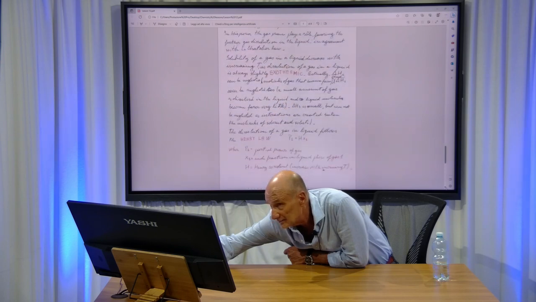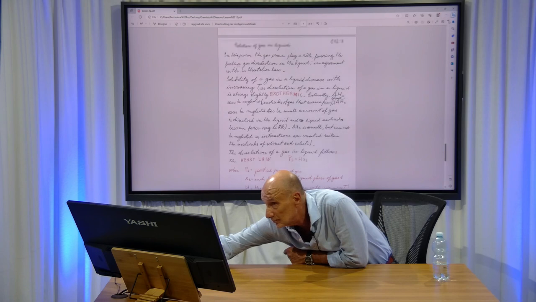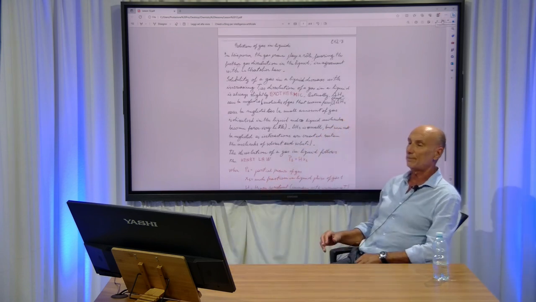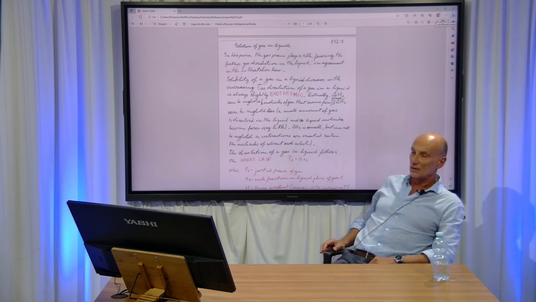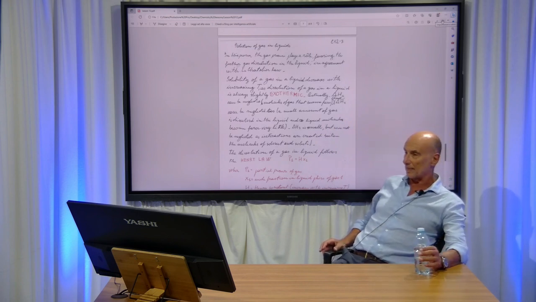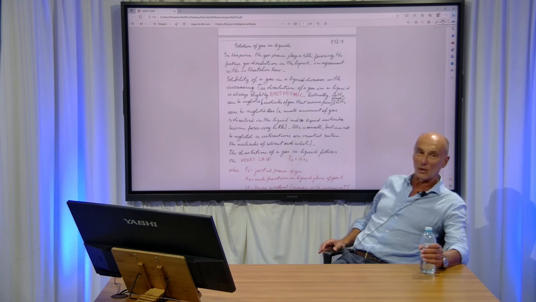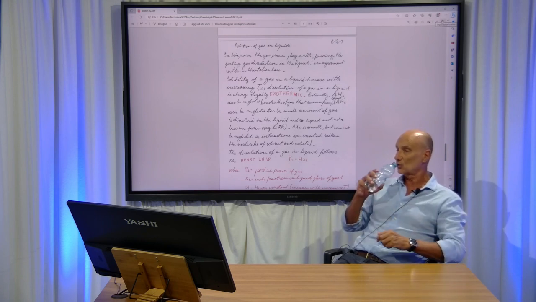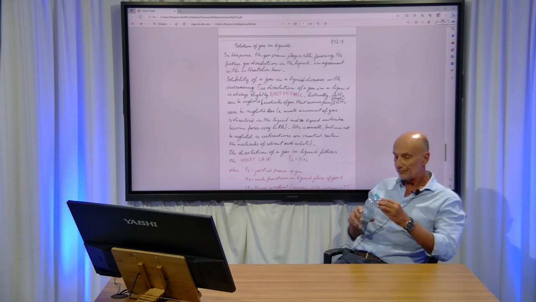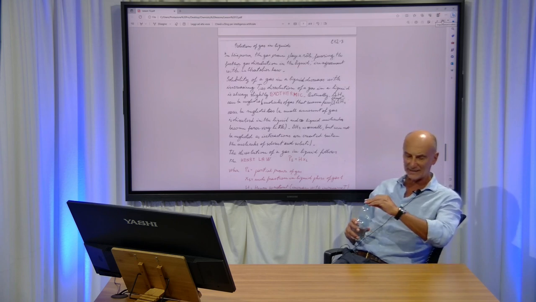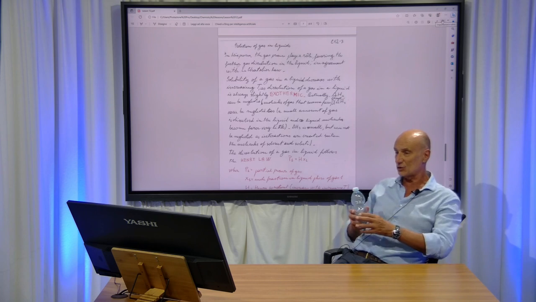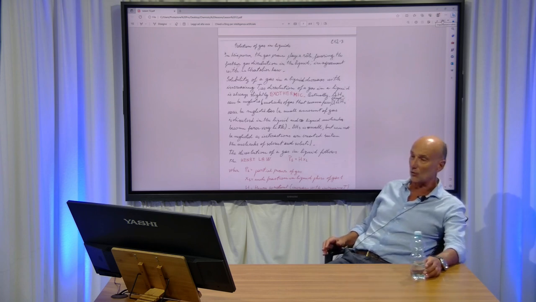Finally, to complete the chapter on solutions, there is still one topic: the solution of gases in liquids. In the solution of a gas into a liquid, the gas pressure plays a very important role.